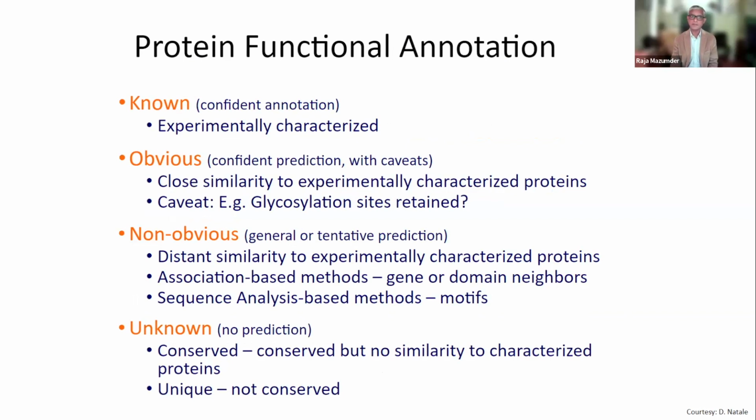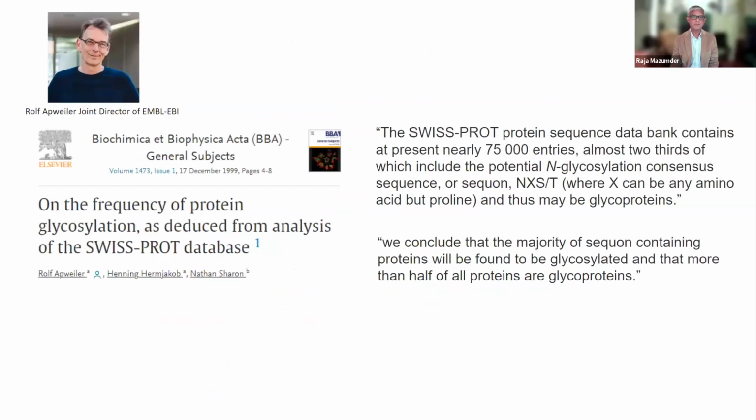But the caveat is that if the glycosylation sites are not conserved, then the glycosylation may not happen. So there are non-obvious ones when they're distantly related, where the protein might be conserved, but none of the proteins within that family have any papers associated with it which talk about characterizing that protein or gene. So in those cases, you know that this protein is conserved, but function is not known.